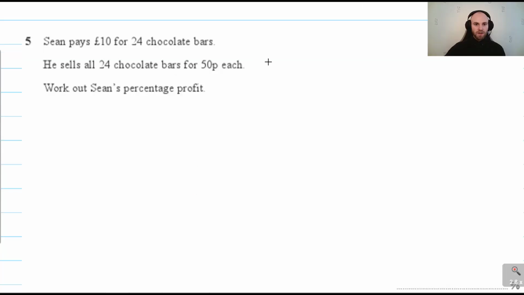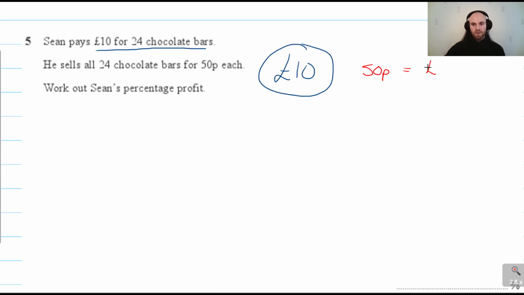Okay. So let's just write that in. Well, he pays £10 for the 24 chocolate bars. So he's paid out £10 for those bars. He sells all 24 chocolate bars for 50p each. Well, because we're working in pounds here, I'm just going to say that 50p is going to equal 0.5 pounds. So it's going to be 24 multiplied by 0.5, or multiplied by a half. And if we multiply by a half, we divide by 2. So 24 divided by 2 is going to be 12. Let's say 12 pounds.